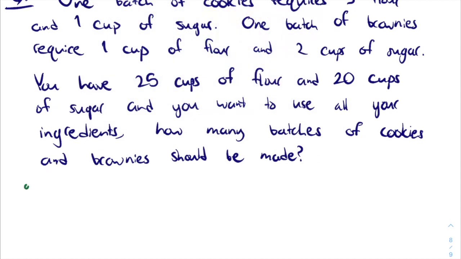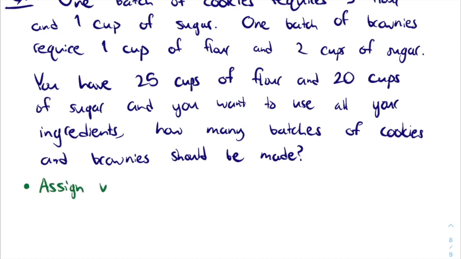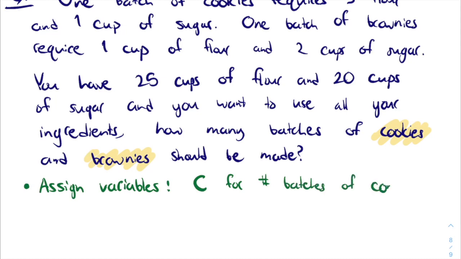Here we'd want to assign variables to the things we're looking for. We're being asked to find a statement about batches of cookies and batches of brownies, so our variable should reflect this. We can use C for the number of batches of cookies and B for the number of batches of brownies.